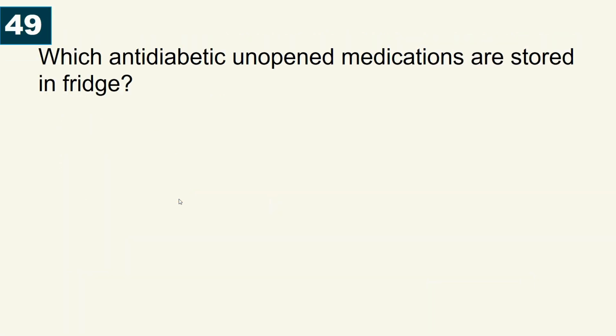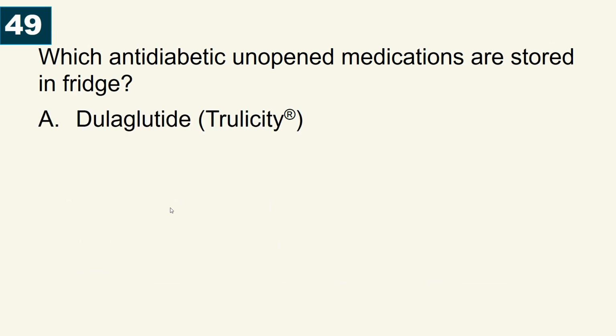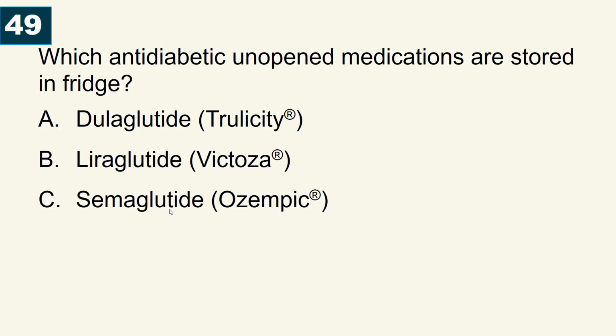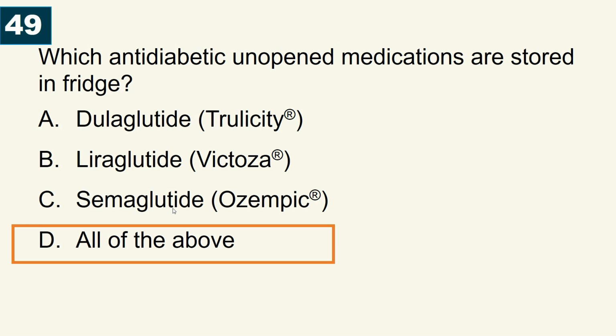Next, which drugs, unopened medications, are stored in the fridge? A. Dulaglutide, B. Liraglutide, C. Semaglutide, and D. All of the above. All of the above is the correct answer. GLP-1 analogs such as dulaglutide and liraglutide are required to be stored in the fridge in the pharmacy.